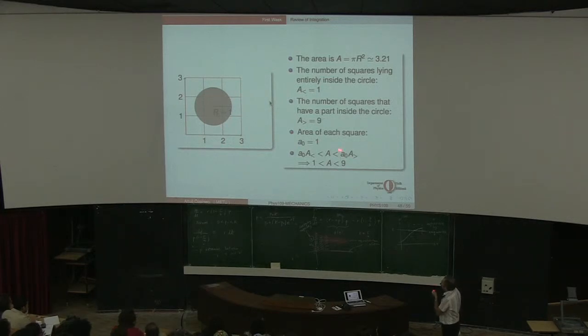All 9 of these squares, each one having an area 1, have a piece inside my disk. So just from this grid, I know that the area of my disk is larger than 1. It is larger than the area of this one. And it is smaller than 9. It is smaller than the area of all these 9 squares.